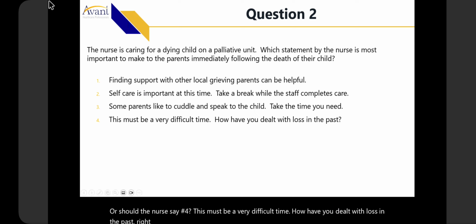Right? This is a little more complicated, right? So let's think about this. How do we want to respond to this family, to these parents, immediately following the death of their child?